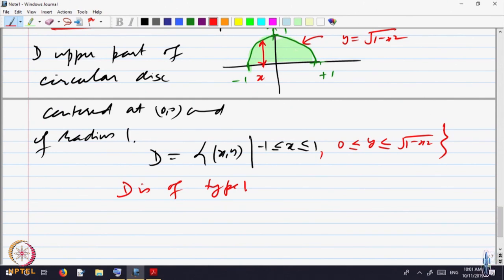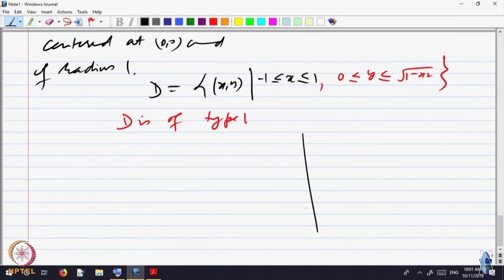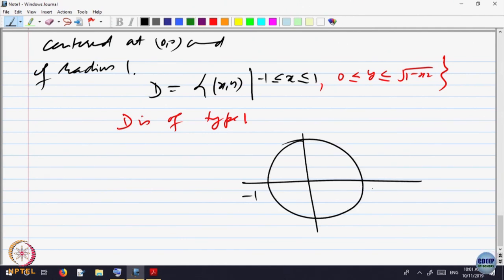What about if I take the full disk? Is it of type 1? Can I say I have taken the half disk? So, let us take the full circular disk. So geometrically, we take this disk, minus 1, plus 1, minus 1, plus 1 and minus 1, so inside of that, right. So, is this whole disk type 1?